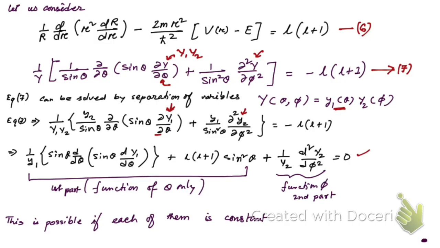The sum of these two parts is equal to 0, and this is going to be possible if each of them is constant, and those constants are equal and opposite, then only this condition is possible. So let me take the first one as plus m square and the second part as minus m square. Let me take it that way. Let me go to the new slide and write that.